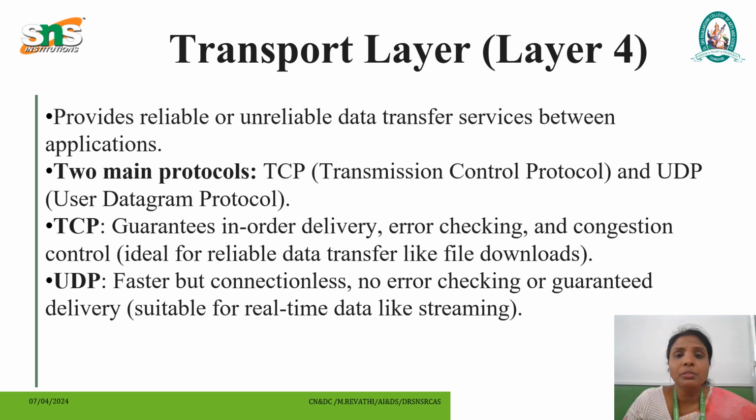TCP establishes a connection with the receiving device, guarantees in-order delivery of data packets, checks for errors and implements congestion control mechanisms to avoid overwhelming the network. This makes TCP ideal for reliable data transfer like downloading files or sending emails. UDP, on the other hand, prioritizes speed over reliability. It doesn't establish a connection, doesn't guarantee delivery and doesn't perform error checking. This makes UDP suitable for real-time applications like video streaming or online gaming, where occasional data loss is less critical than speed.